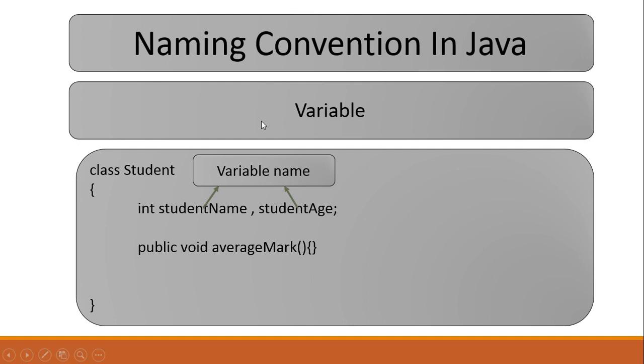First, I am taking the variable as a naming convention. Look here, I am declaring or creating a class Student and declaring two variables, studentName and studentAge. Variable name should start with a lowercase letter, and if the variable name contains two words, then the first letter of the second word should be in capital. Look here, studentName: the second word is name and the first letter N is in capital letter. It is a convention.